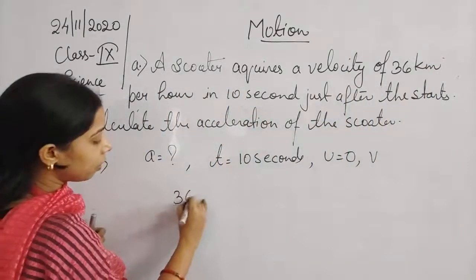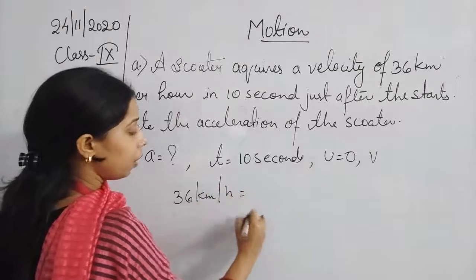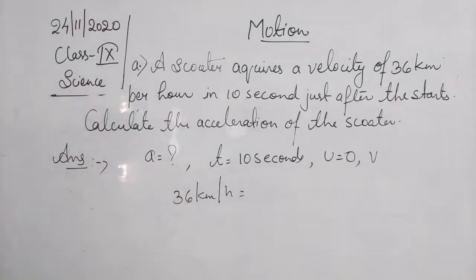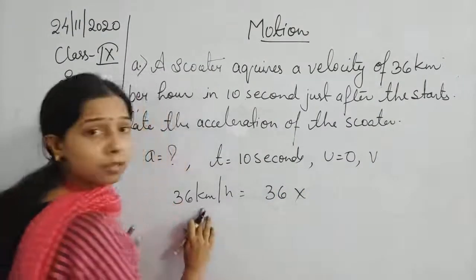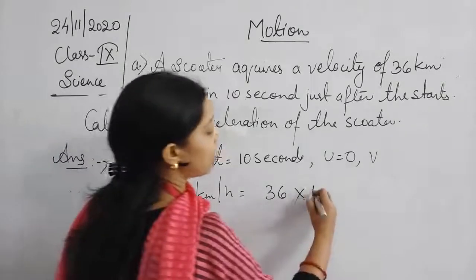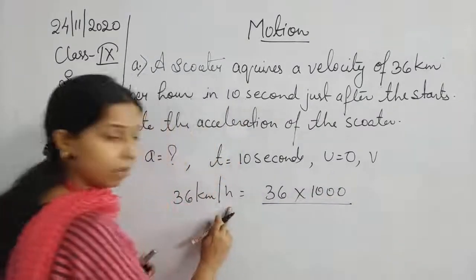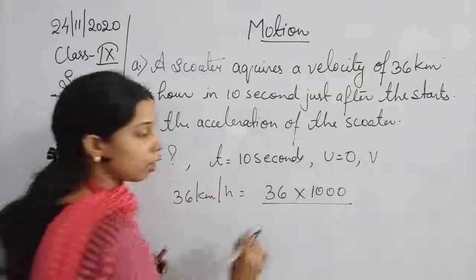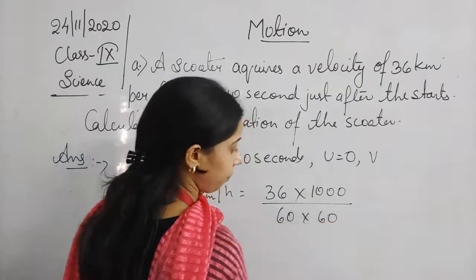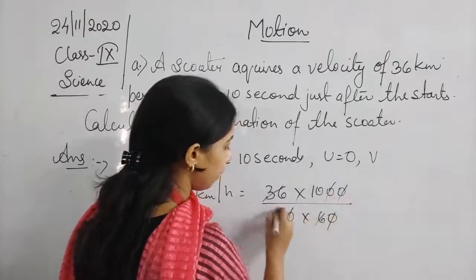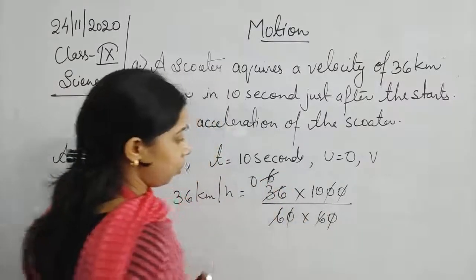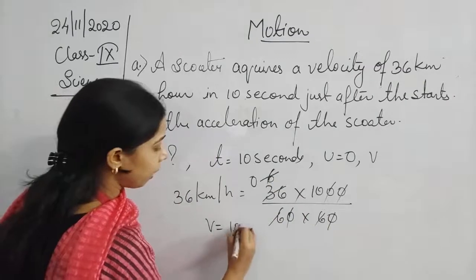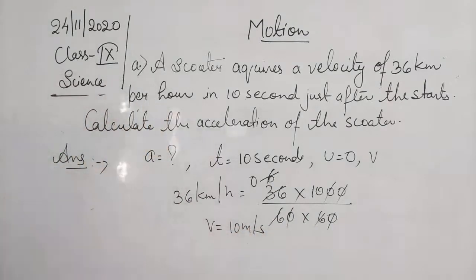So we will convert 36 km per hour into meter per second, and you know how to do that. 1 kilometer is equal to how many meters? That is 1000. So 1000 upon 60 into 60, because we have to convert hours into seconds. Ultimately, you will get v equal to 10 meter per second.